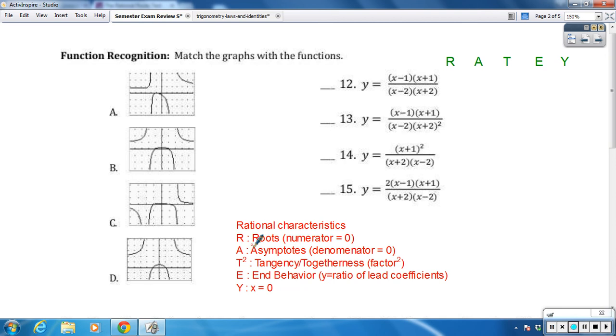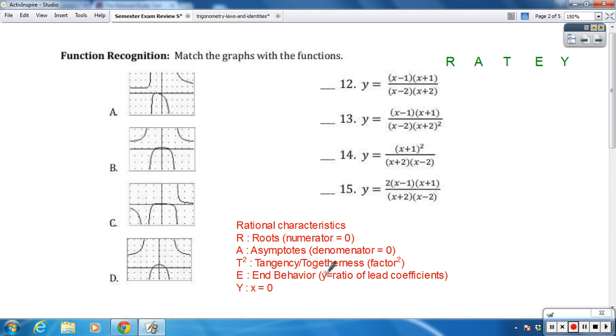A is for asymptotes. These are our vertical asymptotes, and we get those when we set the denominator equal to 0. T, or t squared, stands for either tangency or togetherness, and that happens if I ever have a factor squared. If you don't have a factor squared, there is no t. E stands for end behavior. What are we doing as x goes to infinity or negative infinity?